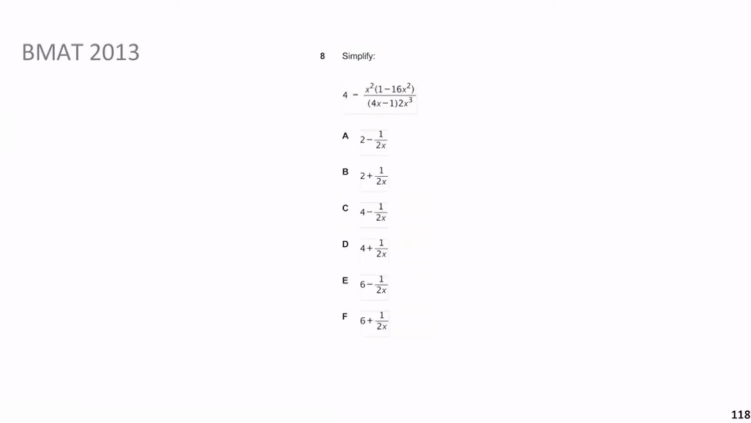So now, guys, we're going to move on to BMAT 2013, question 8. So it says simplify 4 minus, and then that nasty bit of algebra. So guys, pause the video, give yourself a minute. Be sure to be back after that minute where we'll be going through the solution.